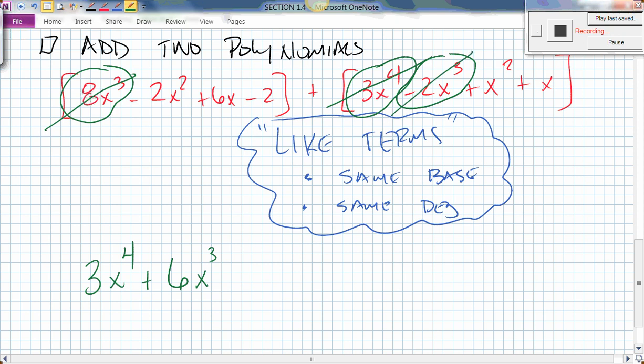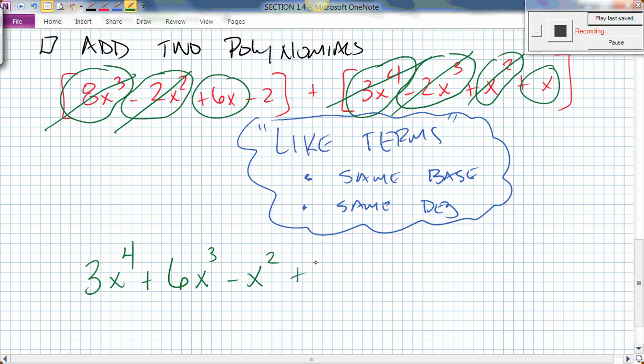Okay, what's the next degree? Squares. I have negative 2x squared over there. I've got a positive x squared over there. What's negative 2 plus 1? Negative x squared. Let's get rid of those. Are you guys catching on to this? All right, what's the next one? Okay, a 6x and a 1x. How much is that? That's a positive 7x. Sweet. And last but not least, I have this minus 2. Tack it on the end.